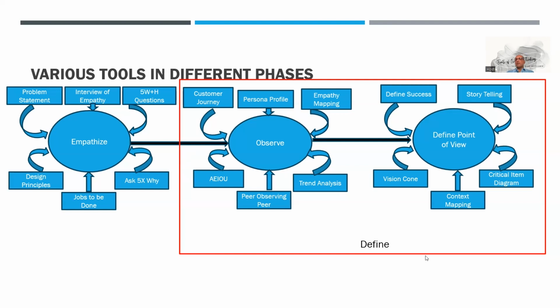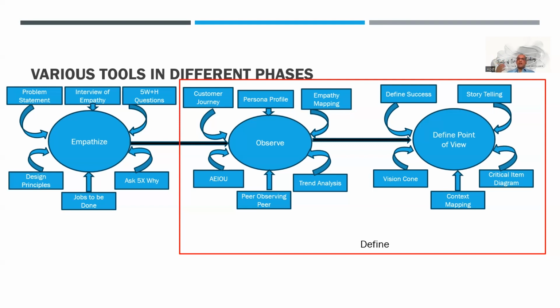The next 2 phases are part of define. Observe means to observe keenly the issue or the problem, how it is actually occurring. We have different tools for that, like customer journey, persona profile, and empathetic mapping. Empathetic mapping and empathetic interview are different. Empathetic mapping is gathering the sentiments of a user in all dimensions.